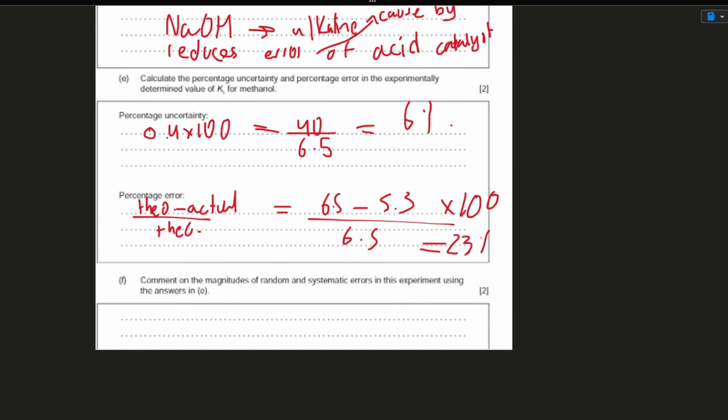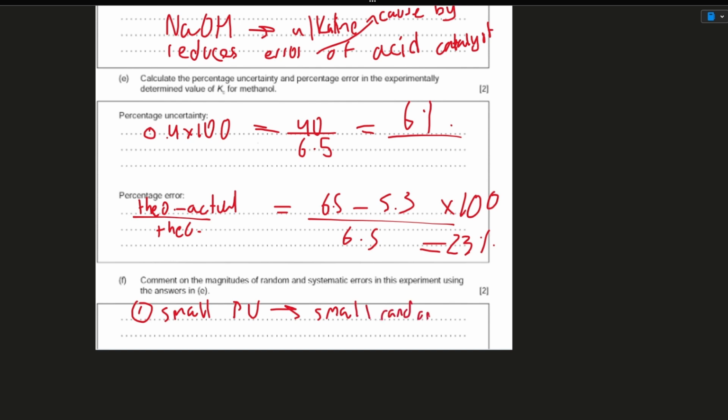23% on average. Right, and for part F, it says comment on the magnitudes of random and systematic errors in this experiment using the answers in E. So we'll start with percentage uncertainty. We can see that's pretty low. So we can say that a small percentage uncertainty means there's a small random error.